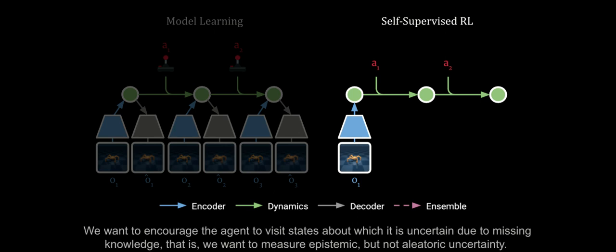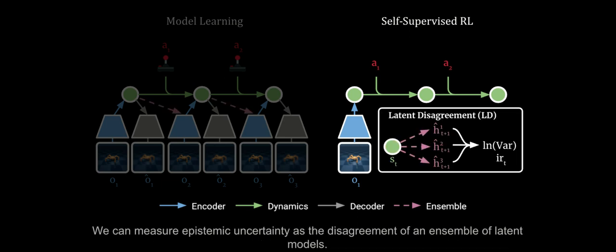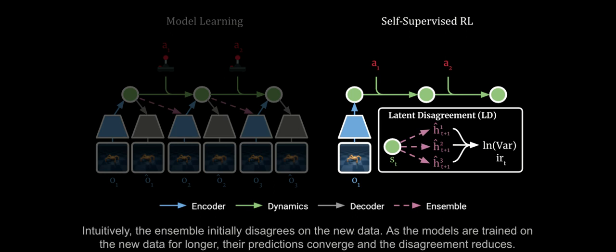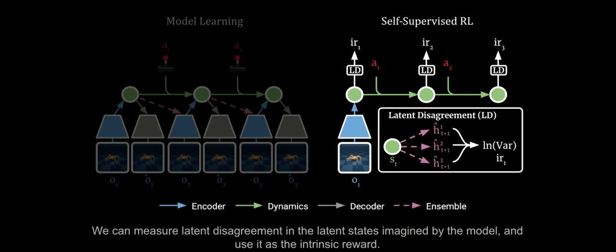We want to encourage the agent to visit states about which it is uncertain due to missing knowledge. That is, we want to measure epistemic, but not aleatoric uncertainty. We can measure epistemic uncertainty as the disagreement of an ensemble of latent models. Intuitively, the ensemble initially disagrees on the new data. As the models are trained on the new data for longer, their predictions converge, and the disagreement reduces.